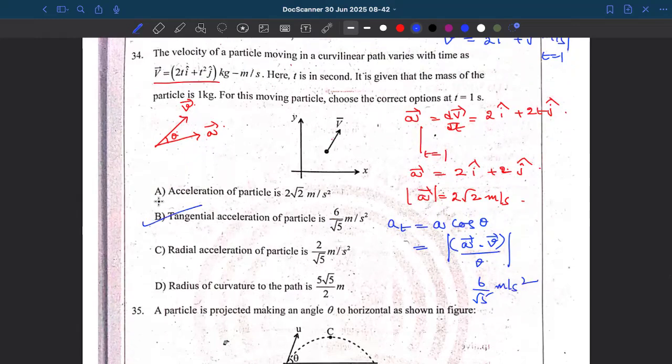Boys, tangential acceleration is correct. Total acceleration is correct. Oh, you want radial acceleration now. This is the radial acceleration. What is perpendicular to V is the radial acceleration. For this, you require A sin theta. How do you get A sin theta? A bar cross V bar by V.